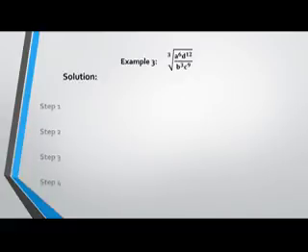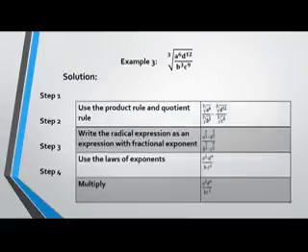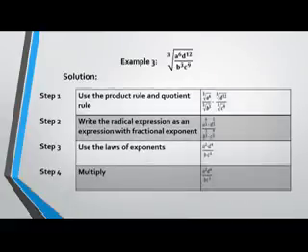Next example. Cube root of a6 d12 all over b cubed c9. So we use the steps in answering this kind of expression. Again, we're going to use the product rule and the quotient rule. So this will become cube root of a6 over cube root of b cubed multiplied by cube root of d12 over cube root of c9.